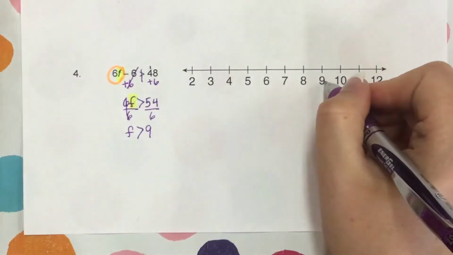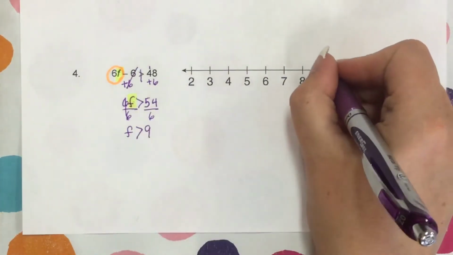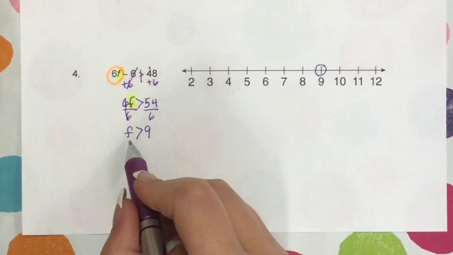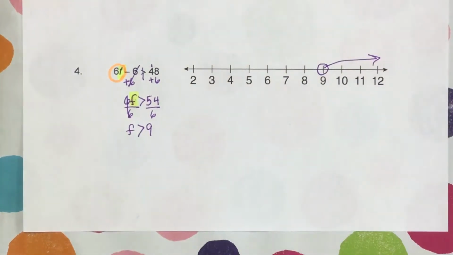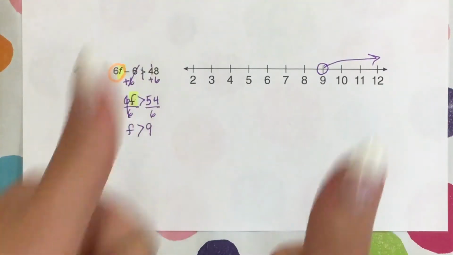Okay, here we go. We've got to find the 9. It's going to be an open circle because it does not equal 9. And F is greater than 9, so it's going to be all the numbers right over there. So, boom, that's how you graph it. If you got that right, good job. Two thumbs up for you.